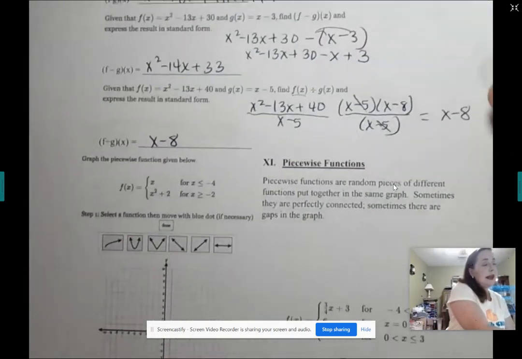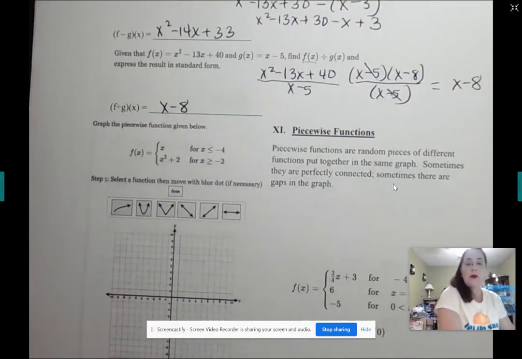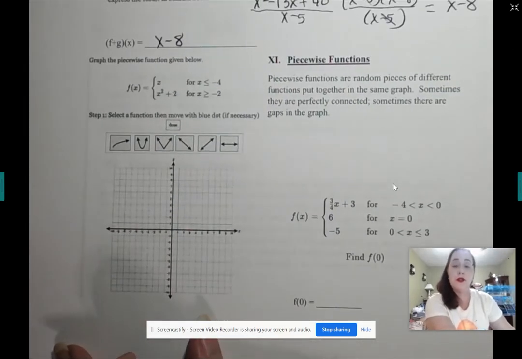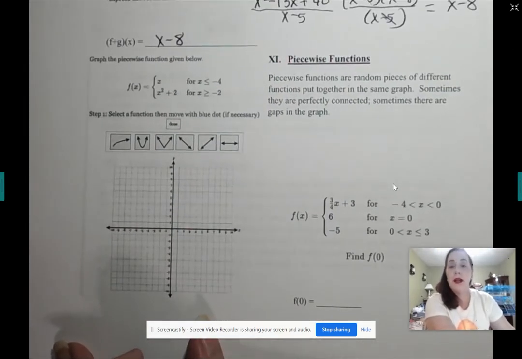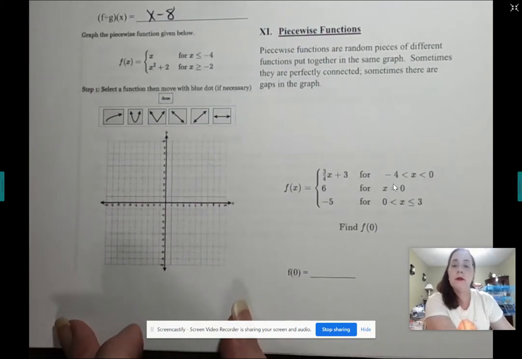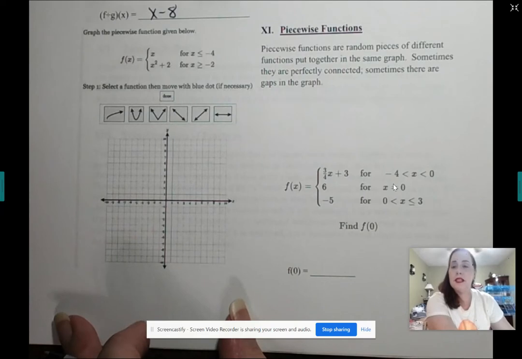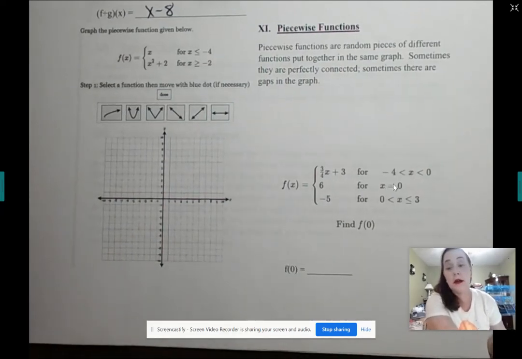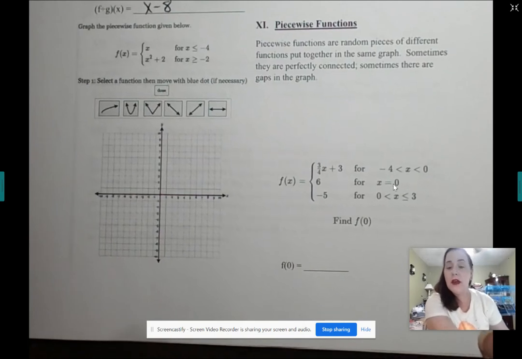And then I think the last thing that we need to talk about, there's a couple more things, but piecewise functions is a big one. Piecewise functions we introduced in Algebra 2 because it does show up right away in Precalc. So piecewise functions are random pieces of different functions put together in the same graph. Sometimes they're touching and they're perfectly connected. Sometimes they aren't touching and there's gaps in that graph.